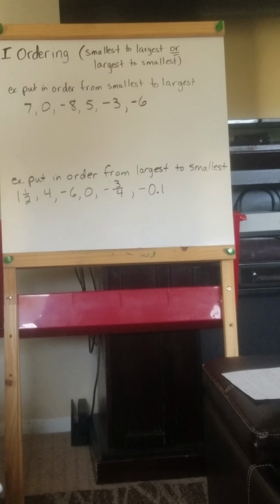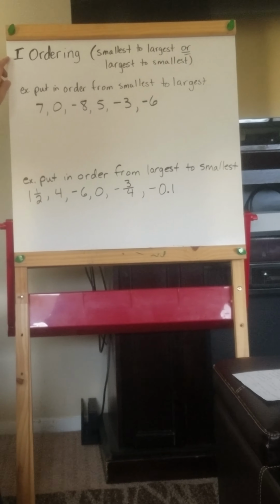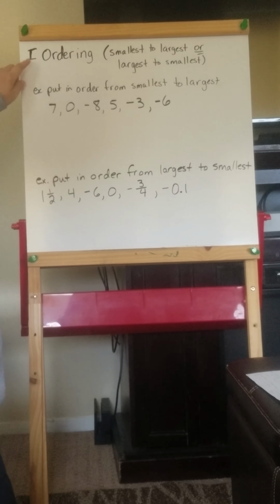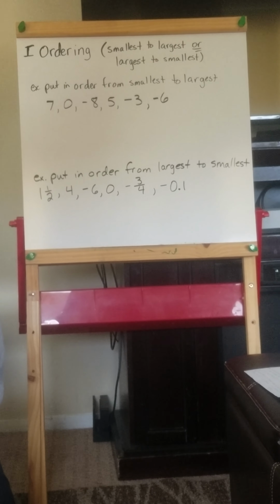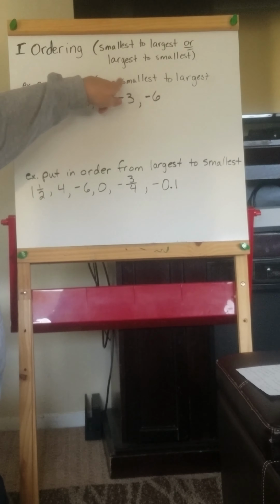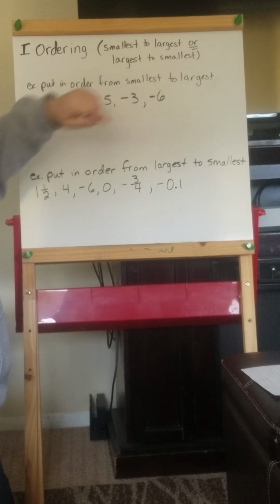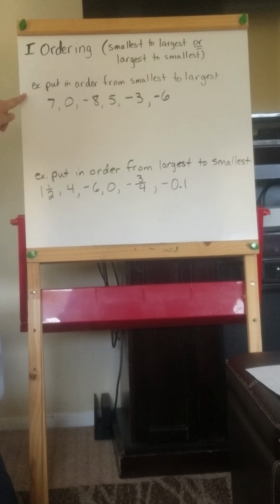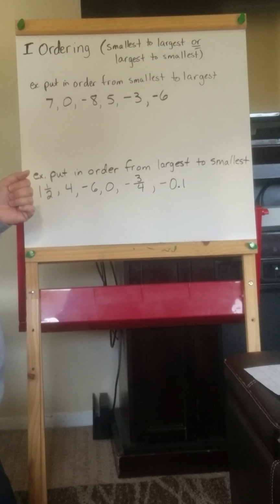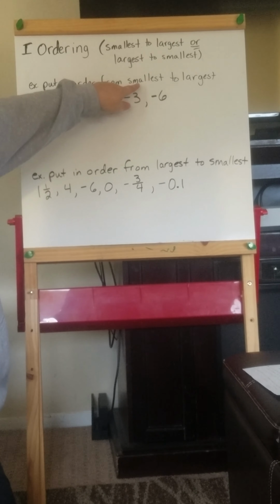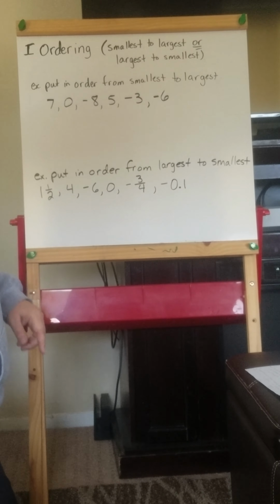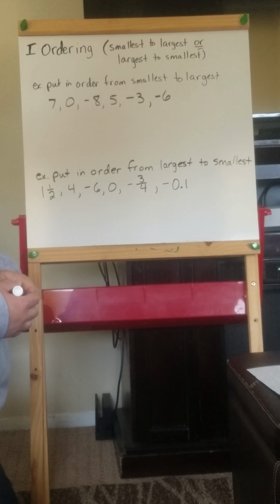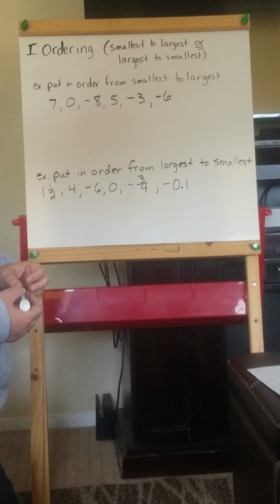Okay, so the first topic that you're going to have on your quiz is ordering. Ordering means putting the numbers that I give you in order from either smallest to largest or largest to smallest. So I've given you 2 examples here, and we're going to put them in order. The first one we'll put in order from smallest to largest, and the next one we'll put in order from largest to smallest. On the quiz, I don't know which one I'm going to give you, but you're going to have to do one or the other.